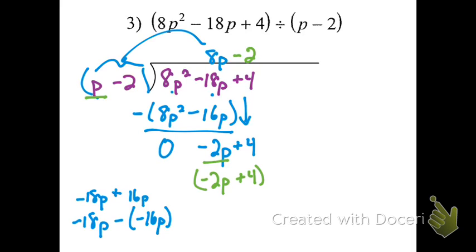And ladies and gentlemen, we end up not having any remainder again. This is nice because negative 2p minus negative 2p is 0, and 4 minus 4 is also 0. So that's going to be my quotient right there.